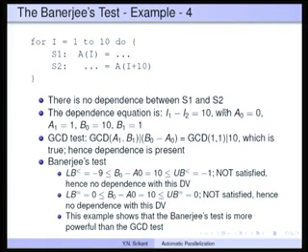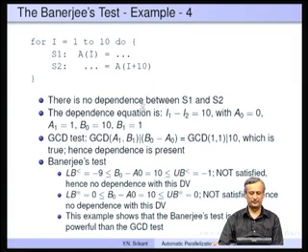So, there is really no dependence between S1 and S2. The dependence equation is I1 minus I2 equal to 10. The GCD test said GCD of 1 comma 1 divides 10. So, there is dependence. So, let us see whether Banerjee's test also says there is dependence, or it says there is no dependence. So, we compute LB less than, that gives us minus 9, B naught minus A naught is 10.